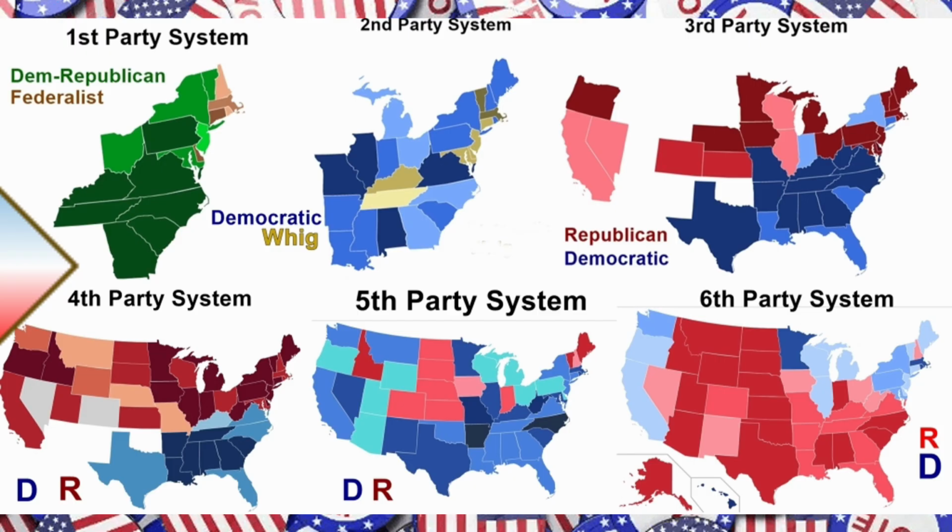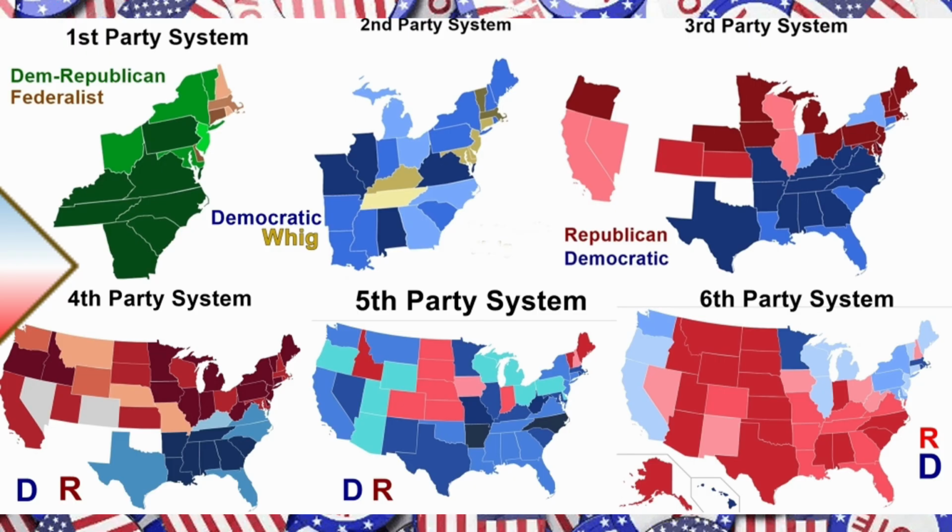Here the issues are really around business interests versus agricultural interests, and you have the rise of the Populist Party out west. You also have really harsh debates over tariffs. The fifth party system is the New Deal coalition. It's 1932 through 1968 with the election of Nixon, or 1972 with the aftermath of Watergate, depending on where you want to draw those boundaries.